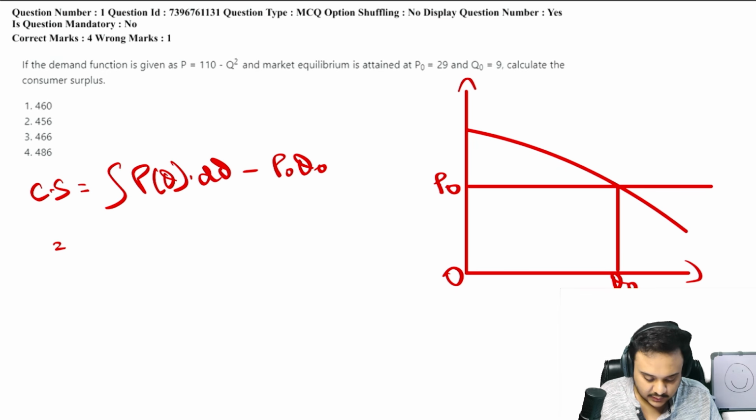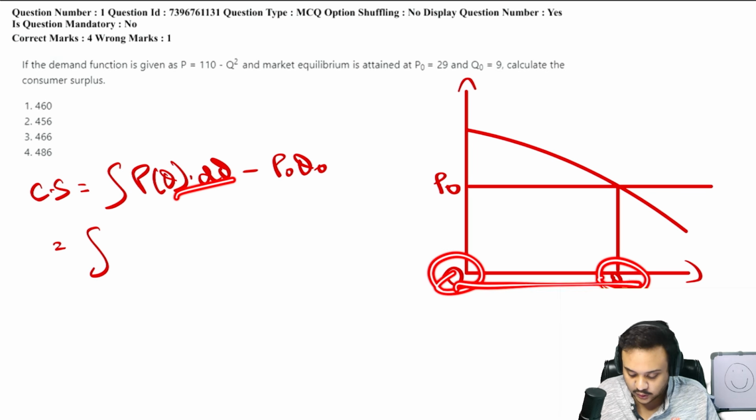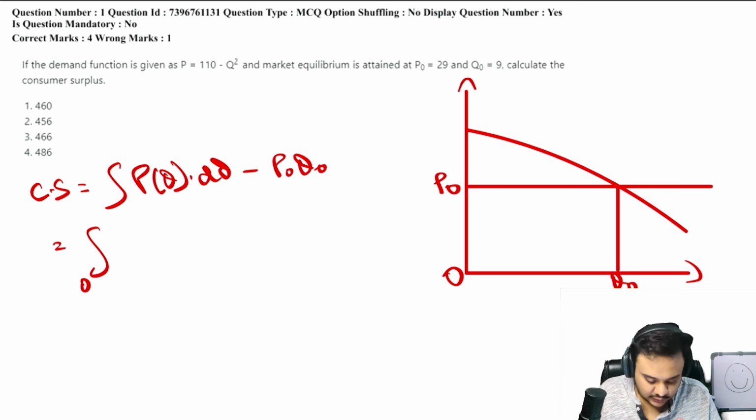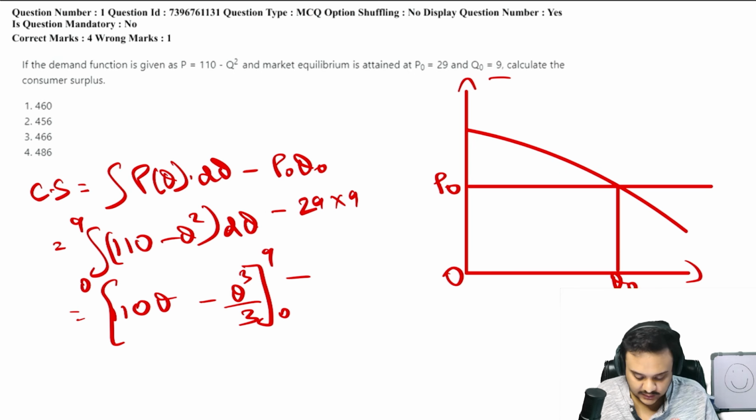So now all you have to do is integrate the demand function. You also already know the interval. We are integrating with respect to Q, so from 0 to Q naught, this is the region, right? So from 0 to 9, this is 110 minus Q square. Just integrate that, nothing too difficult about it. You will get 110Q minus Q cube upon 3 from 0 to 9, and you are subtracting from this the area, which is 29 multiplied by 9. That will give you something like 261.